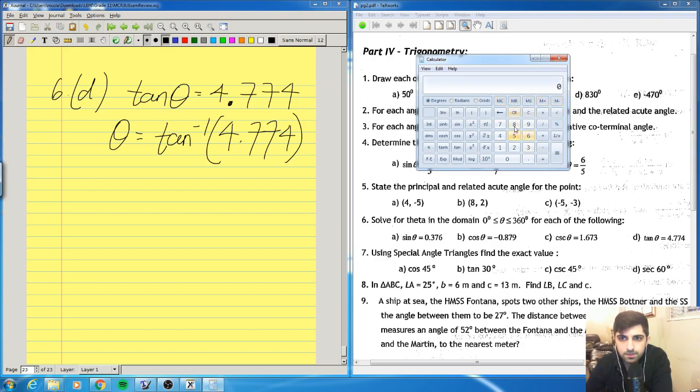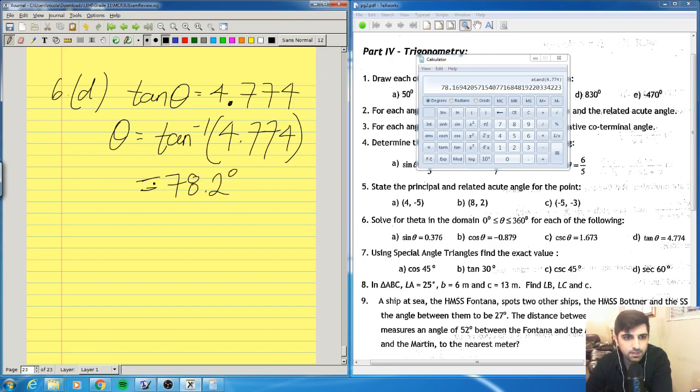Clear everything. 4.774, and do inverse tan, and I get 78.2-ish degrees. Okay, so I get that. Are there more angles? Is this the only angle? Well, yes, according to the CAS system, that is one possible angle, with this being 78.2 degrees. Although that's kind of off, that looks more like 50, but anyway, it should be really up there.